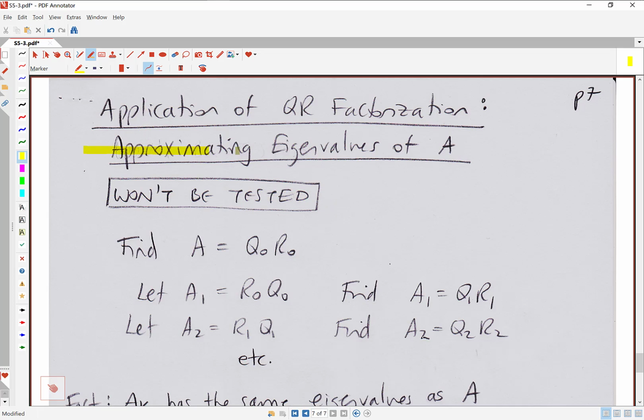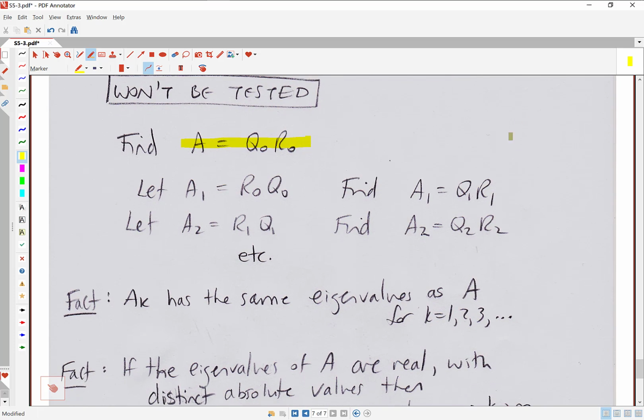So we're going to talk about approximating the eigenvalues of a matrix. Imagine that we have a large matrix, maybe 5 by 5, maybe 8 by 8, something like that. And we want to approximate the eigenvalues of our matrix A. Maybe we just want to figure them out to one decimal place as opposed to finding the exact values of the eigenvalues. So what we would do is find the QR factorization for our matrix A.